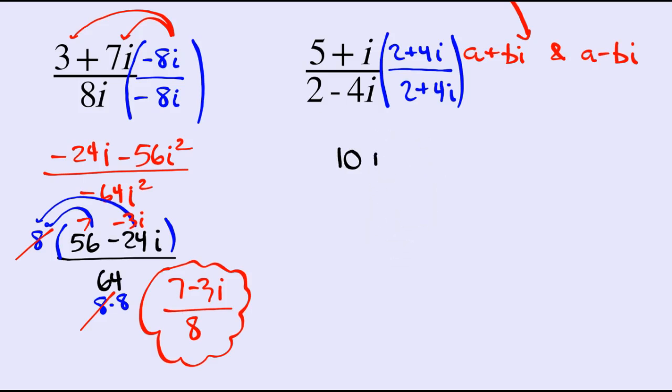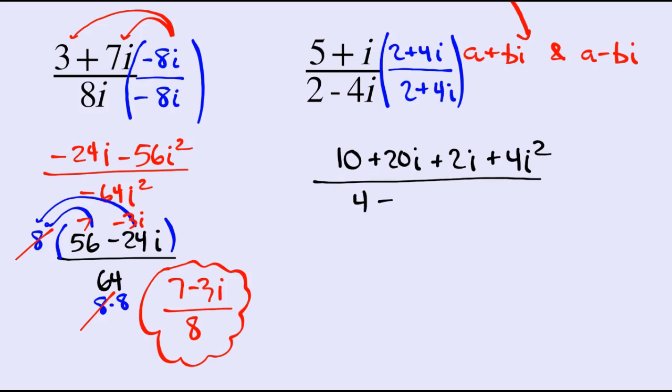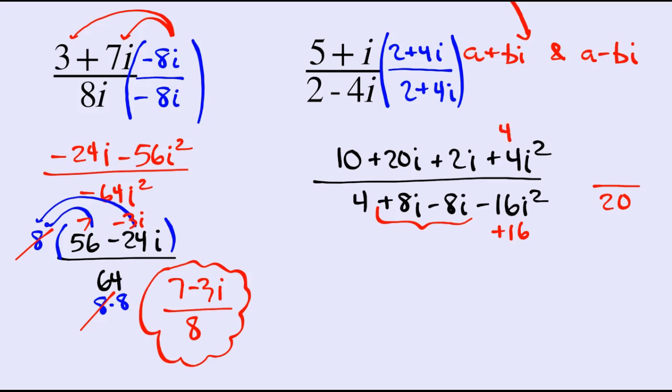So 10 plus 20i plus 2i plus 4i squared all over 4 plus 8i minus 8i minus 16i squared. And this is what happens in the bottom here. You always get that to cancel out like that. This changes the sign and drops the i, so the bottom is going to be 20. Excuse me. And the top, change the sign, drop the i there. That's a minus 4, so we're going to have 6 plus 22i in the numerator.